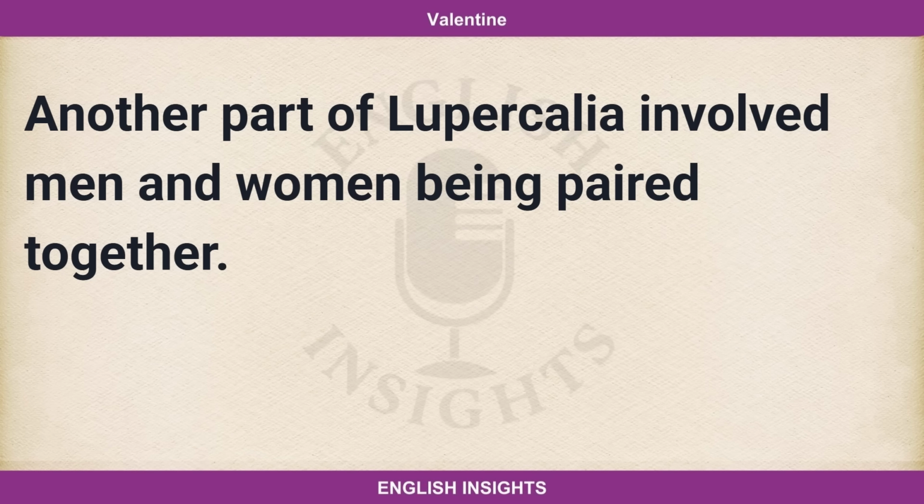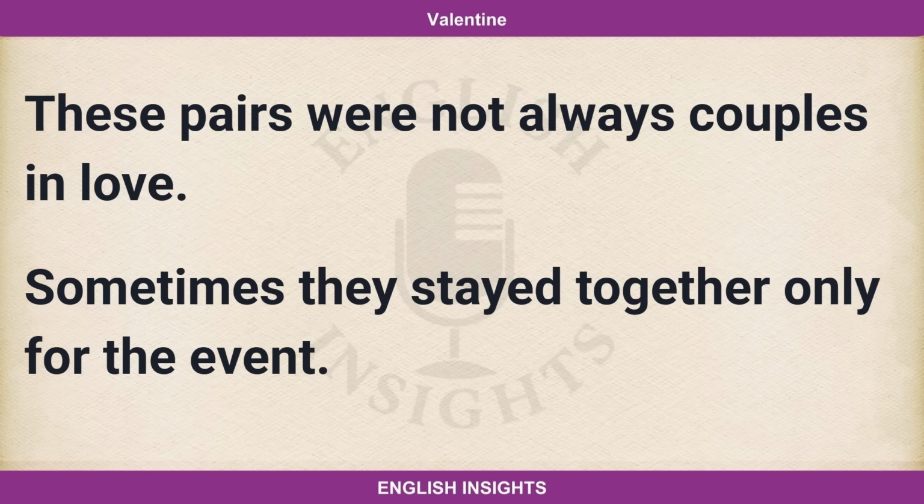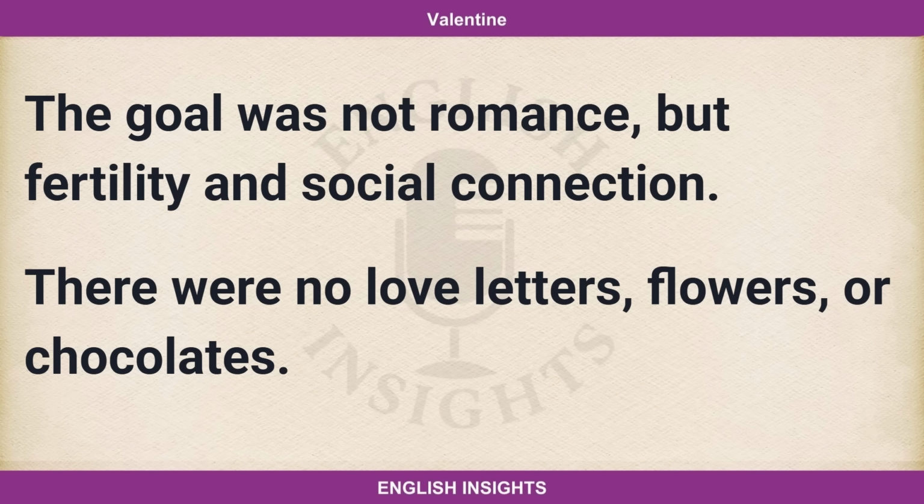Another part of Lupercalia involved men and women being paired together. In some stories, names were placed into a box and people were matched for the festival. These pairs were not always couples in love. Sometimes they stayed together only for the event. The goal was not romance, but fertility and social connection.